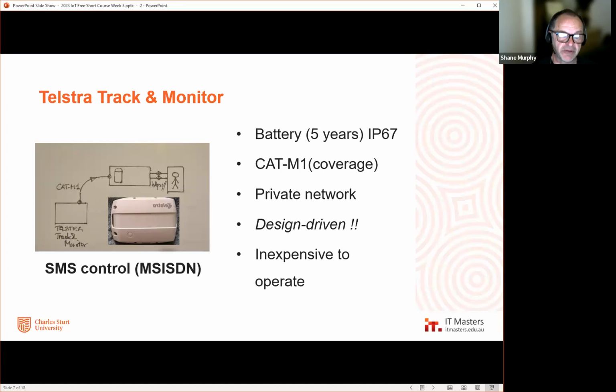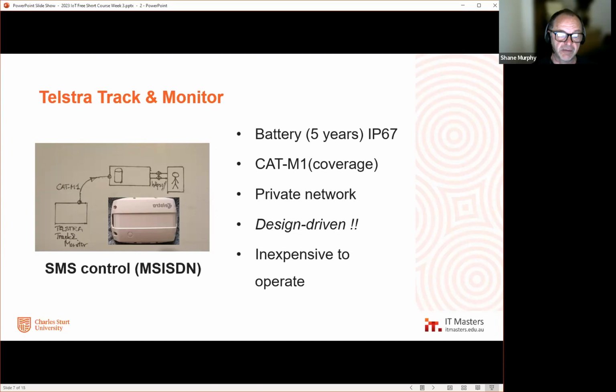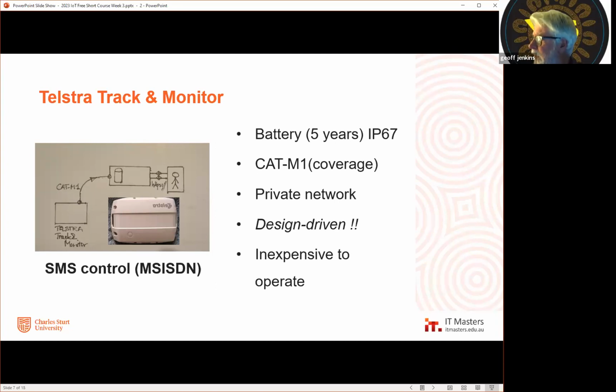This is a build it and they will come, isn't it, Jeff? It is. It's somebody saying, if only we had a device, Cat M1, IP67, battery powered, on our network, lots of people would buy it. And are they? No. Strangely enough, no. I don't know because I'm involved in conversations with Telstra about this all the time. But they give me the impression that they desperately want us to sell it. I suspect that's because they've got a couple of garages full of them somewhere. Yes, I would imagine so.